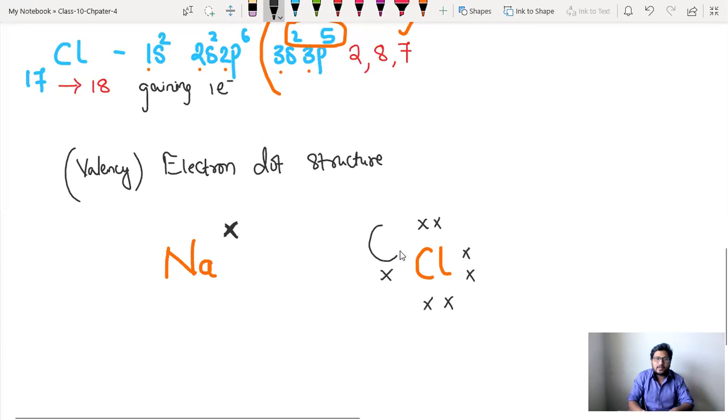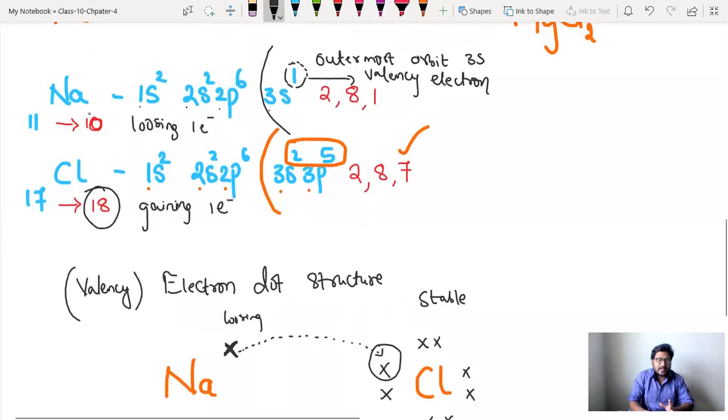Now here, if there is one more electron, it would become stable. Here, if it loses one electron, it will become stable. Now what will it do? This electron will be transferred to chlorine. From sodium, one electron will be transferred to chlorine, and that electron will come and settle here, such that 17 has become 18, and sodium lost one electron, 11 has become 10. Now sodium is stable, chlorine is stable.